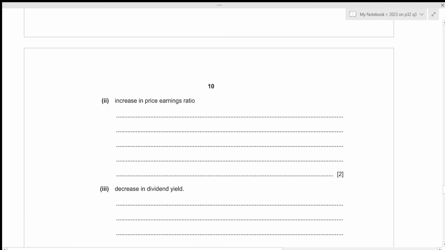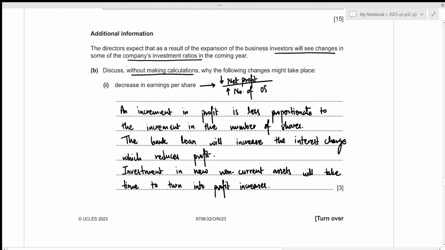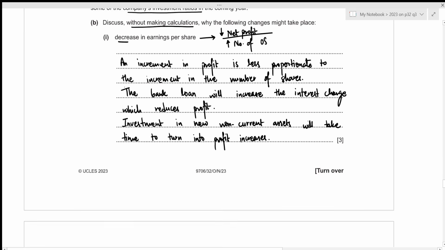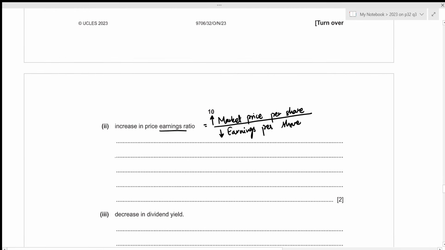Now we need to consider the increase in price earnings ratio. So price earnings ratio is just the market price per share divided by the earnings per share. And we're talking about its increment. So either the market price per share should increase or the earnings per share should decrease. So the very first thing that we can write down is we are expecting our earnings per share to decrease, which will result in increment of the price earnings ratio.